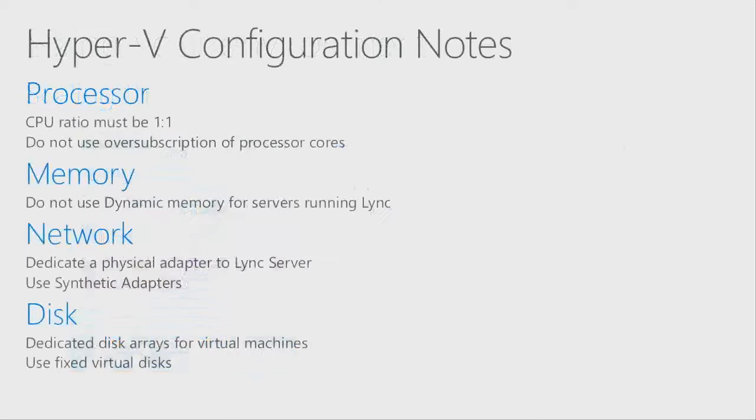Then just going over some of the Hyper-V config notes. This is, again, a little bit of review from Campbell's session. He goes into a lot more depth on this, so if you watch his recording, that would be a great idea. But these are some of the highlights. CPU ratio must be 1-to-1. This gets into the second point, which is oversubscribing. You do not want to oversubscribe your processors. This can wreak havoc with performance and quality in your environment. You want to map a processor core specifically to one of your Lync servers, and more specifically, you want to map 12 of them. That is the recommendation.